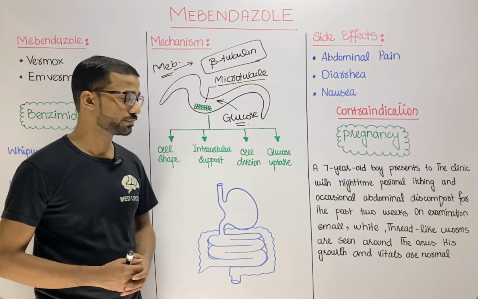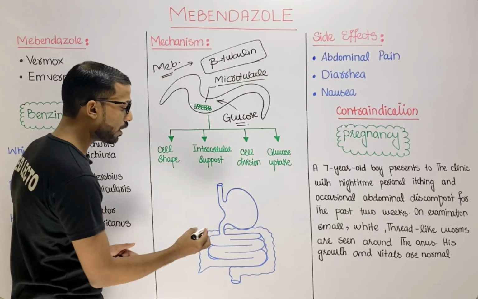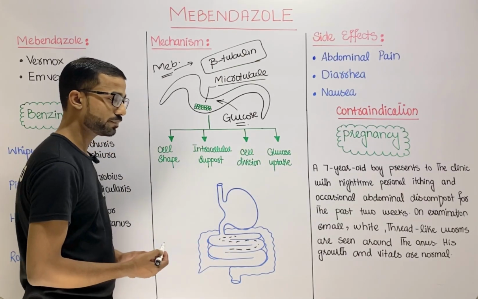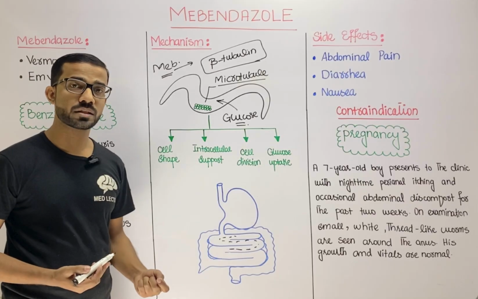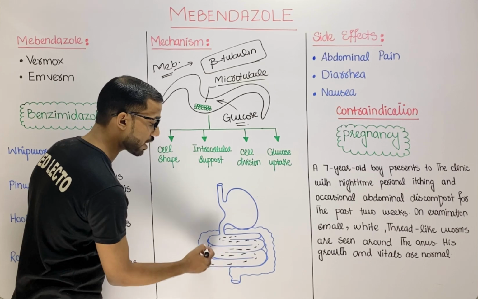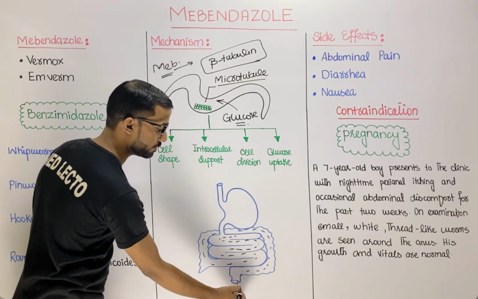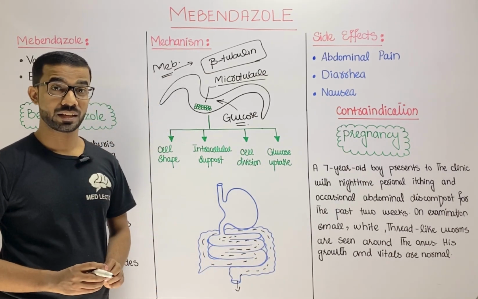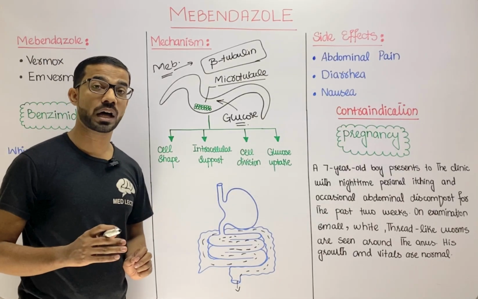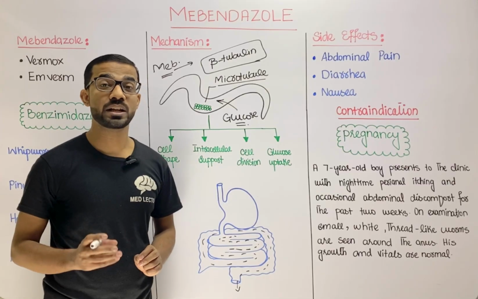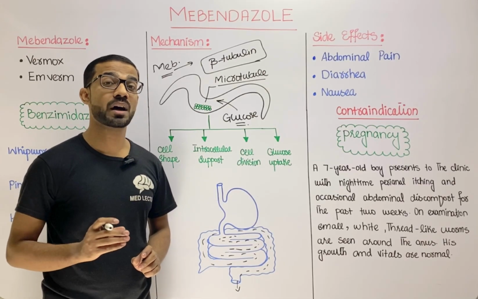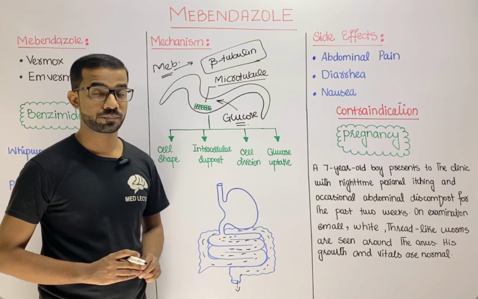These worms survive in the gut of the human, and when someone takes mebendazole, these worms will die and be expelled through the feces of the human. So that is the important thing about mebendazole, how it acts on the worms and kills them by attaching to the beta tubulin of the microtubule.